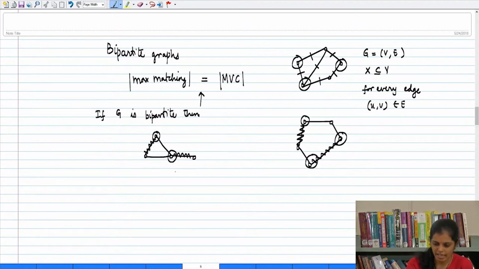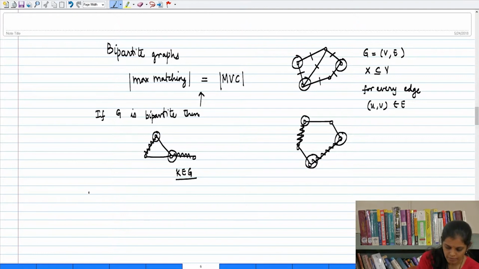In literature, these graphs are also called KEG graphs or Koenig-Egervary graphs, because they satisfy this condition of maximum matching size equal to minimum vertex cover, but they are not necessarily bipartite graphs. So Koenig-Egervary graphs are a larger class than bipartite graphs. Right? So this is just for your information. So what we want to prove is Koenig's theorem.